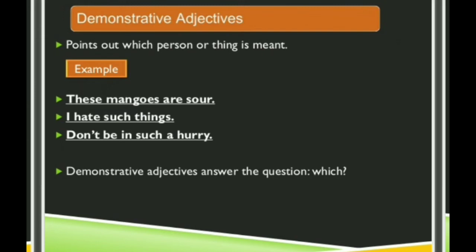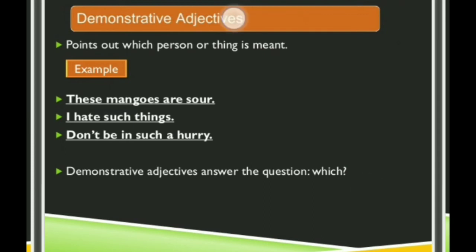I hate such things. Such. So you're pointing out, such things I hate, not those. I don't be in such a hurry. So the example is repeated. A very simple tip is to ask the question which to the sentence if you want to identify demonstrative adjectives.